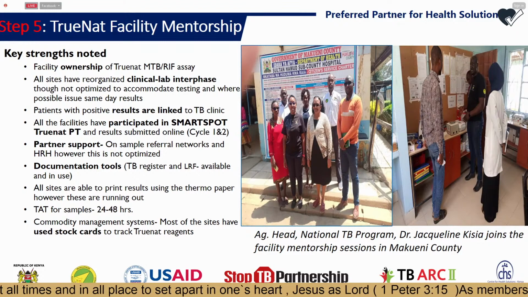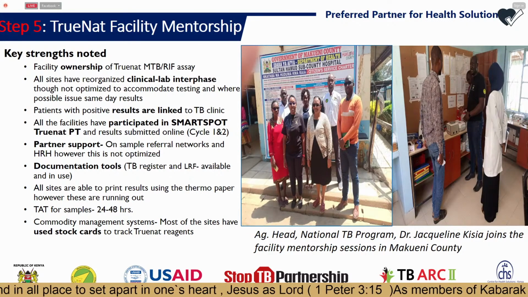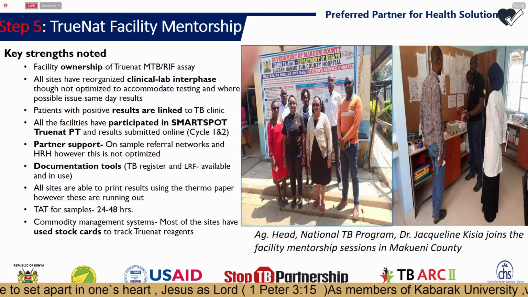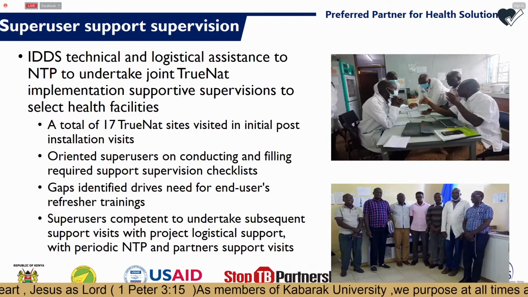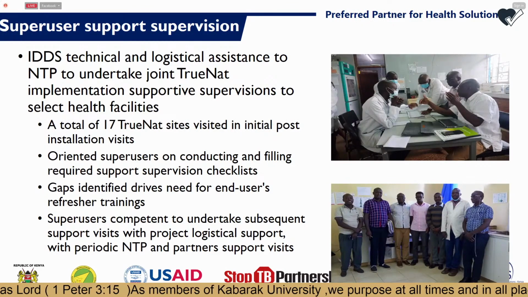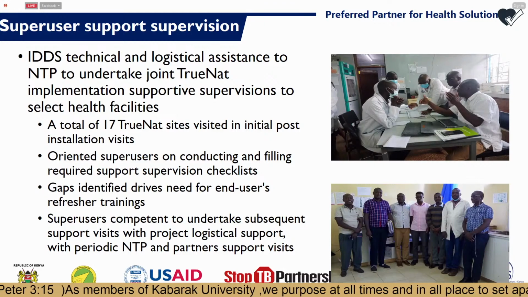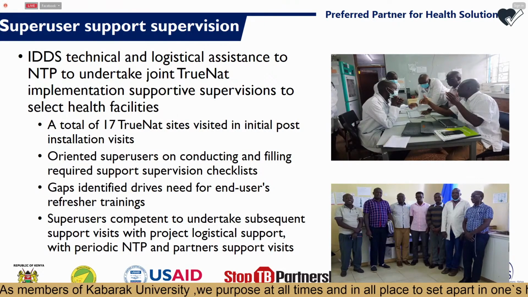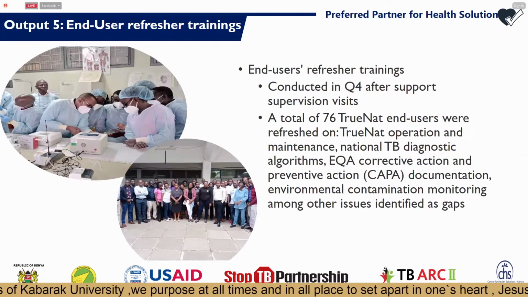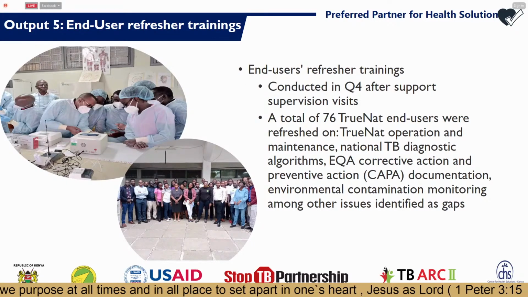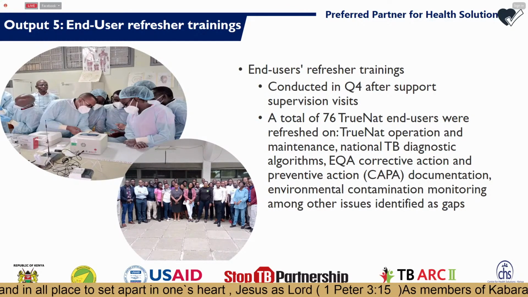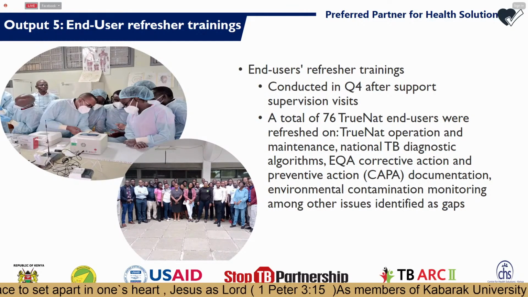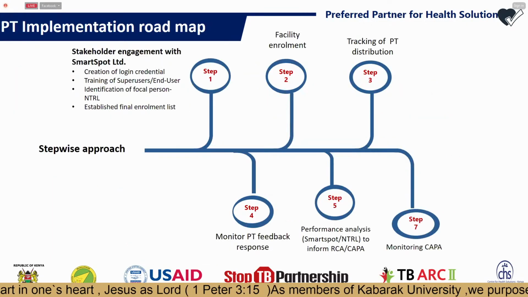Overall turnaround time was around 24 to 48 hours, especially for those facilities that were sending samples. Super user support, again, I talked about this, which has been happening on a monthly basis, just to make sure that those facilities are followed through in terms of the gaps and challenges they have and supported immediately. Then we went ahead to do some refresher trainings, because we noted after the first implementation, there were gaps that were being reported by these lab staff, and we went ahead to ensure that they are trained and supported.